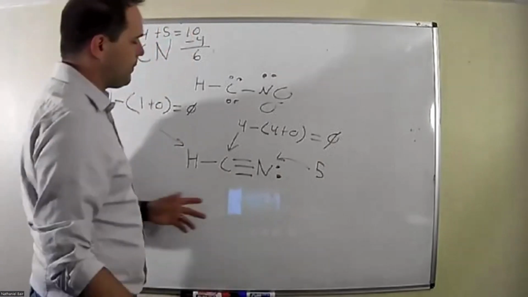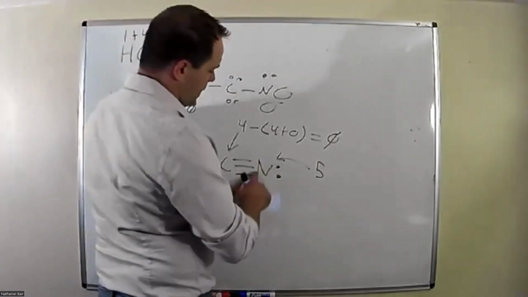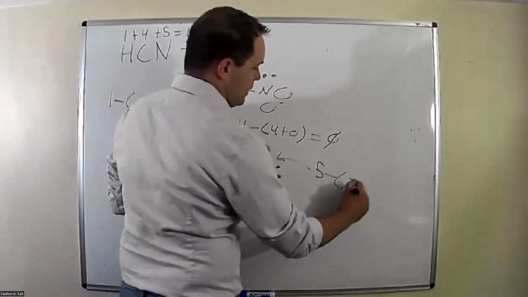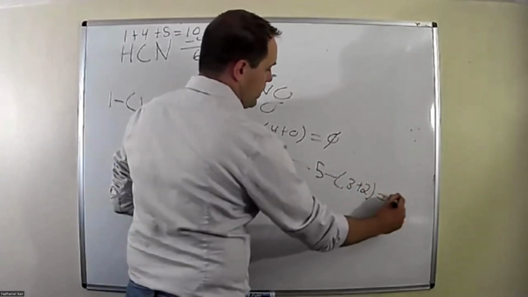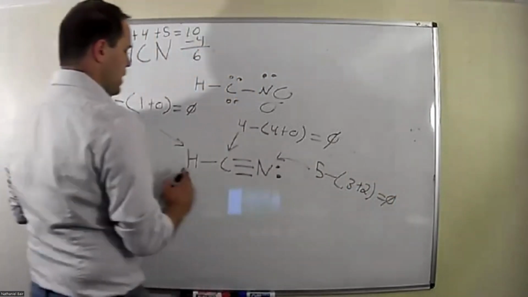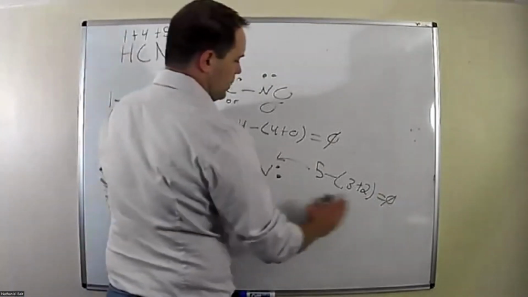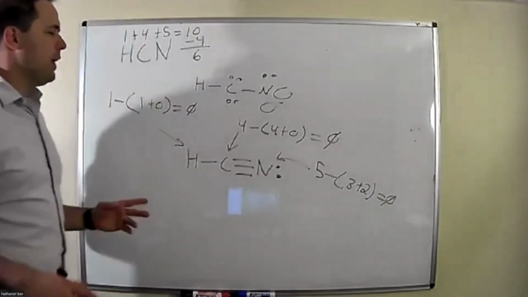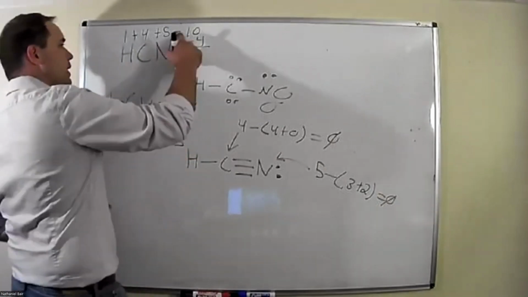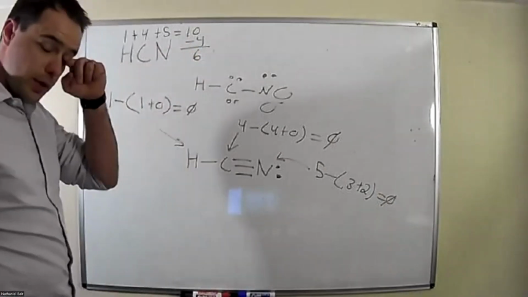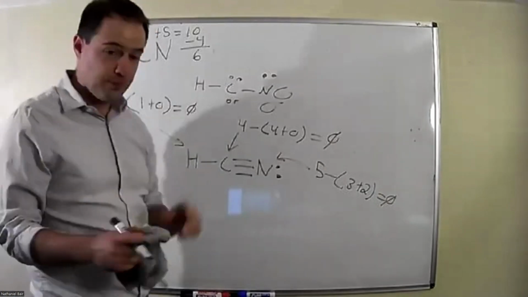Anyway, 5 minus 3 bonds plus 2 electrons in lone pairs. That's 0. Every atom in this structure has a formal charge of 0. They all add up to 0, which is great because it doesn't have a charge. So there's my structure for HCN.